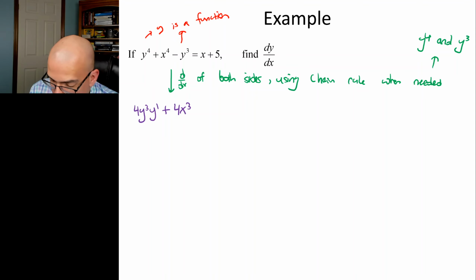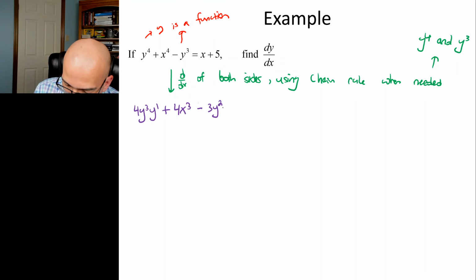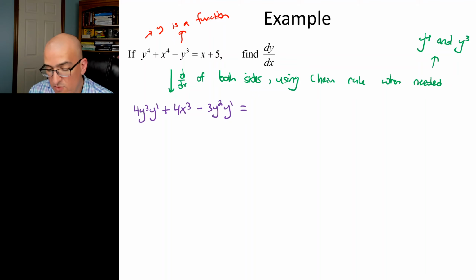Okay, next piece, the derivative of y to the 3 is 3y to the 2 times y prime. On the right-hand side, now we have the derivative of 1 times x, which is 1, and the derivative of 5, which is 0. Next step is we want to get y prime all by itself.